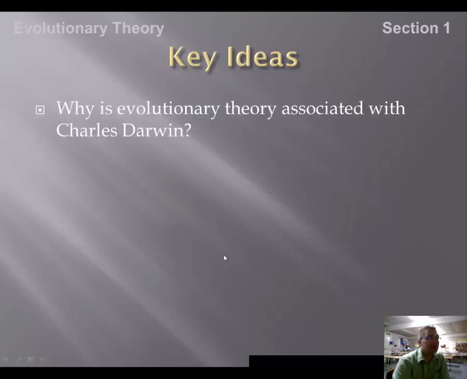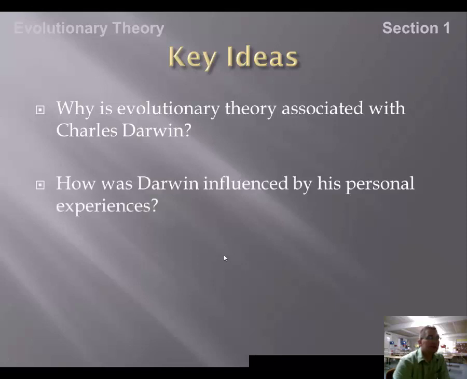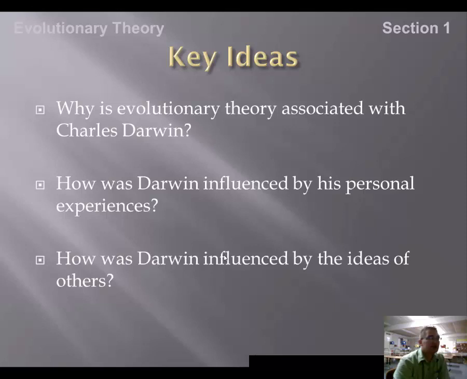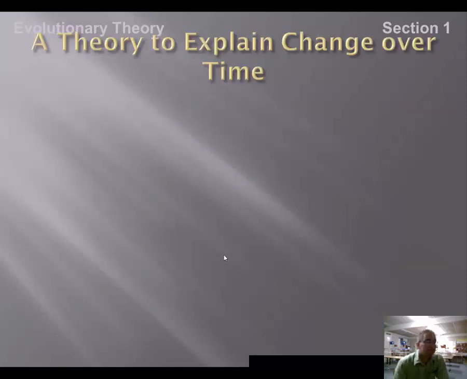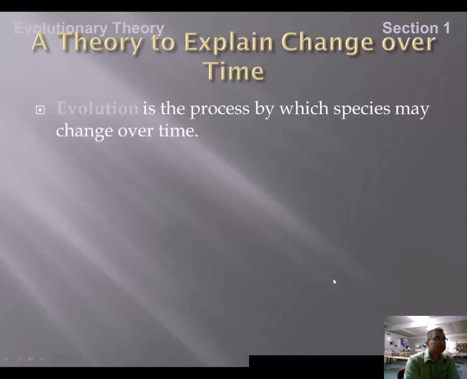The key ideas of this section: why is evolutionary theory associated with Charles Darwin? How was Darwin influenced by his personal experiences? And how was Darwin influenced by the ideas of others? A theory to explain change over time. The definition of evolution is a process by which species may change over time.